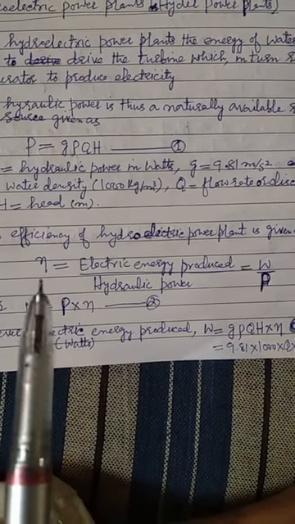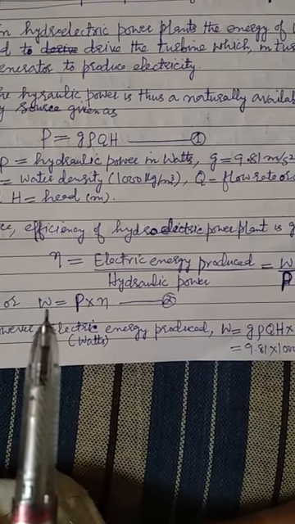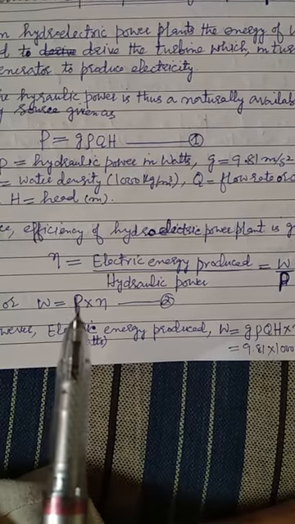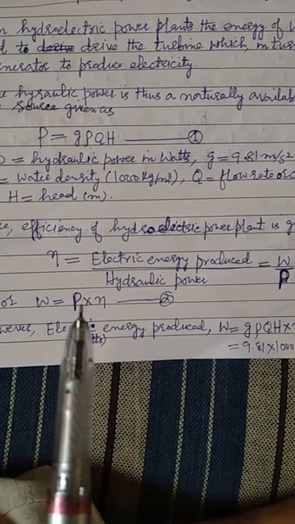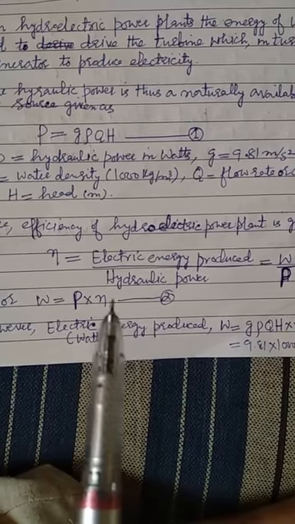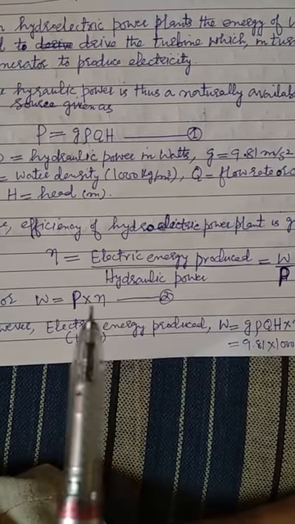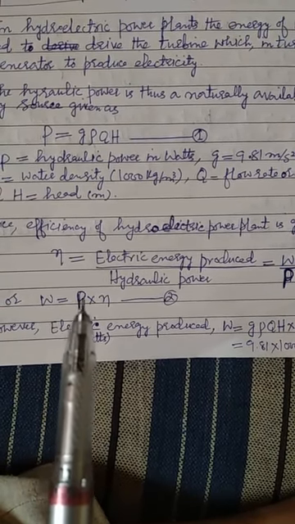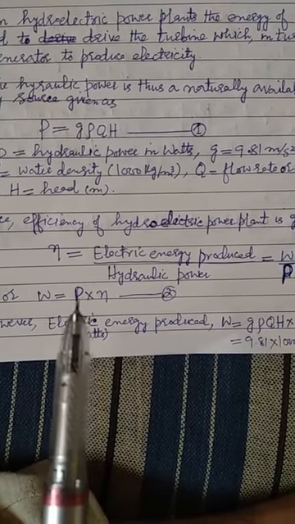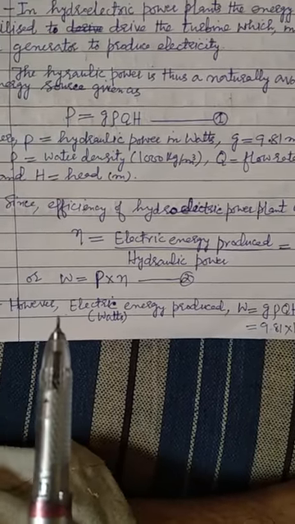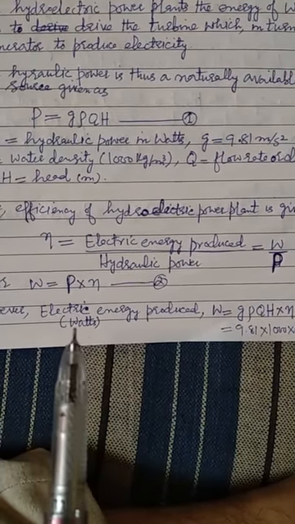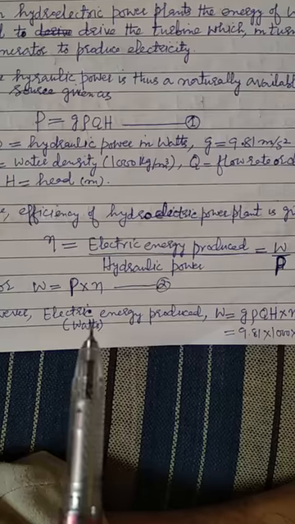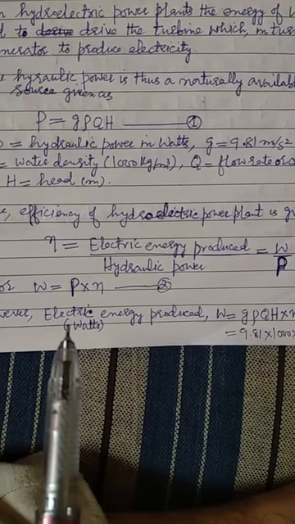The efficiency is represented by eta, so the electric energy produced by the generator in a hydroelectric power plant is equal to hydraulic power into the efficiency of the plant. Don't be confused here: this is hydraulic power, not any other power, that is, the power of the water. The electric energy produced is in watts, so I have not changed the units here. This is also in watts.